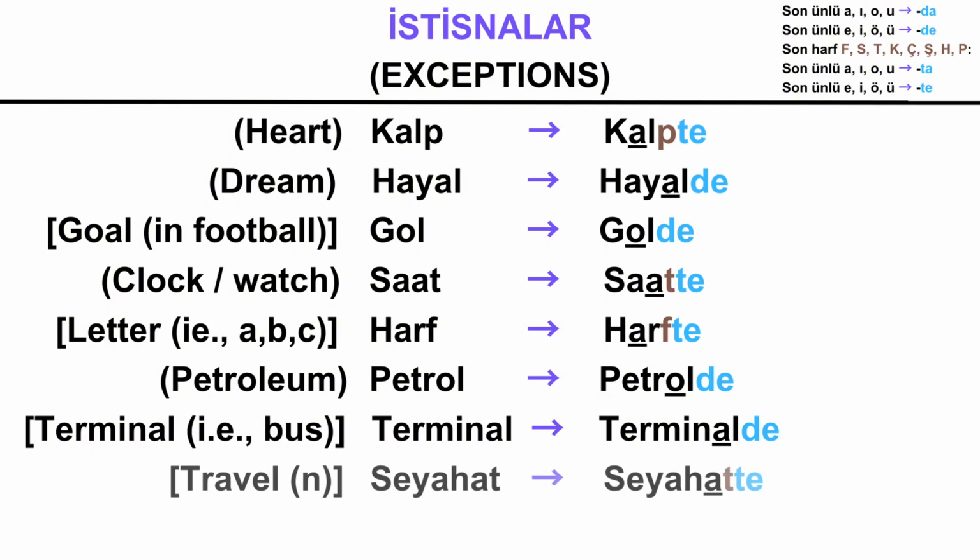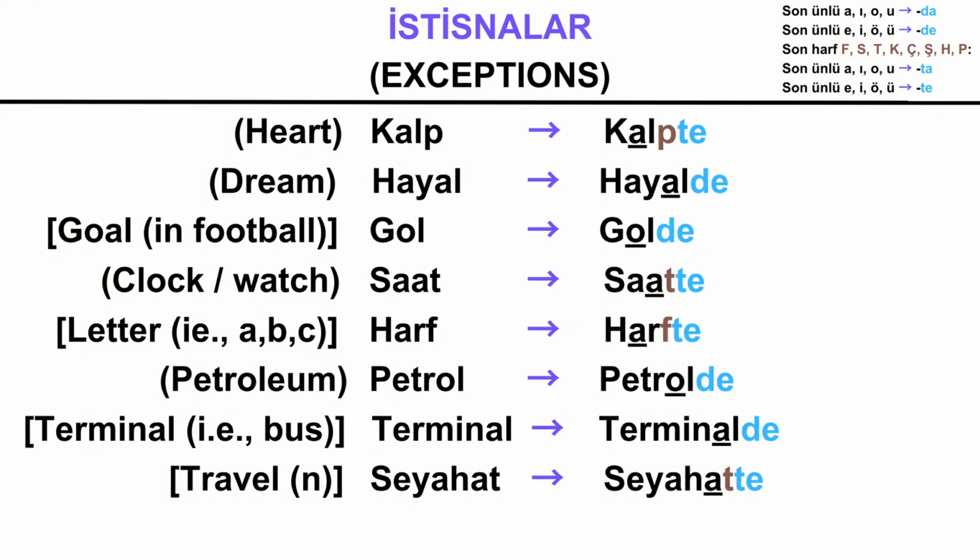Terminalde. Seyahat. Seyahat, the last letter is T. That's why we're going to make a decision between ta or te. The last vowel is a. However, we will soften it in the way we pronounce it. That's why rather than ta, we will go for te and it will be seyahatte.